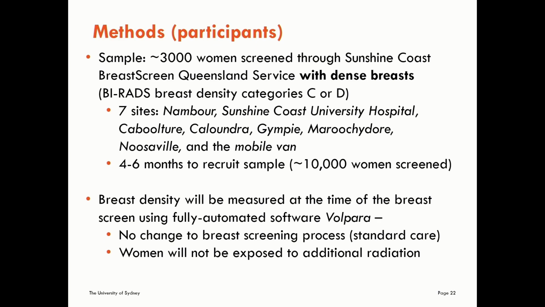So giving a conservative estimate of around 30% of the women screened will be dense. At the beginning, I said between 30 and 50%. We're going to go conservative and say around 30%. There'll probably be about 10,000 women that will be screened to reach our intended sample, who will need to consent in. Breast density will be measured at the time of the breast screen using fully automated software of Volpara, and there'll be no change to the breast screening process for any of the women. It'll just be the communication that they receive after that will be changed.